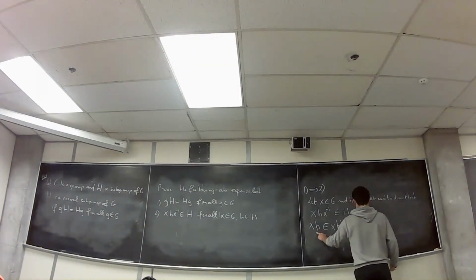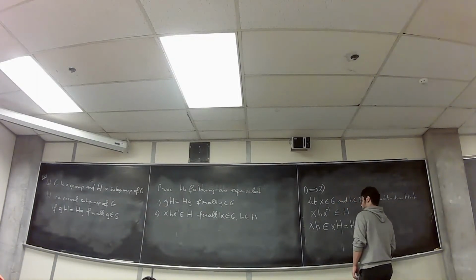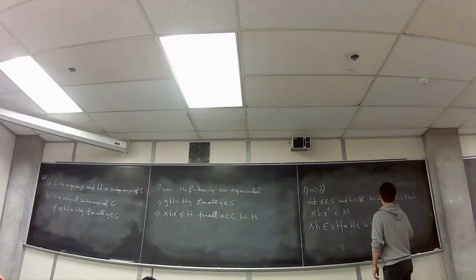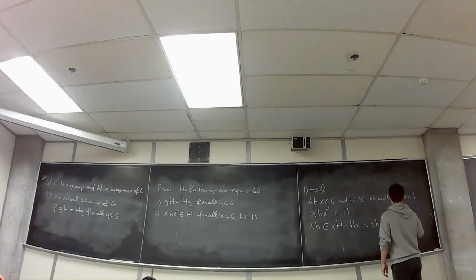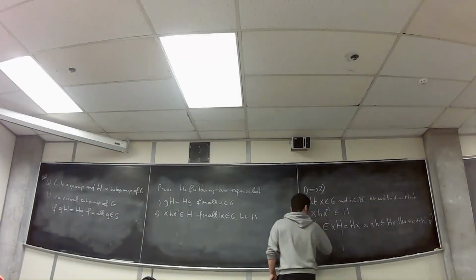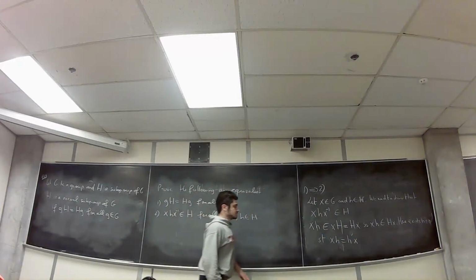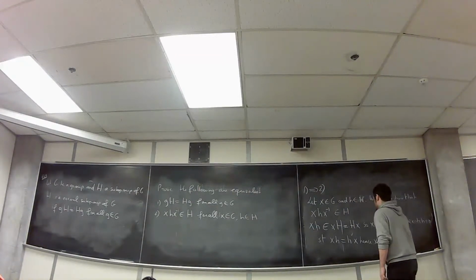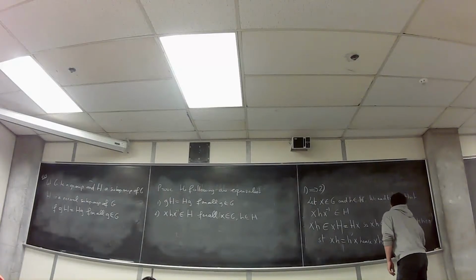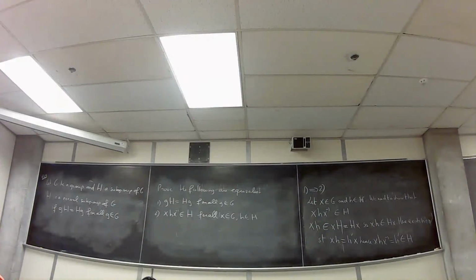Because it's x times an element of H. Now, by assumption, xH is equal to Hx. So xh belongs to Hx. What does it mean that xh belongs to Hx? It means that there exists h prime in H such that xh is h prime x. Let's multiply by x inverse. Hence, x h x inverse is equal to h prime. So 1 implies 2, and this is done. Now I need to show that 2 implies 1.